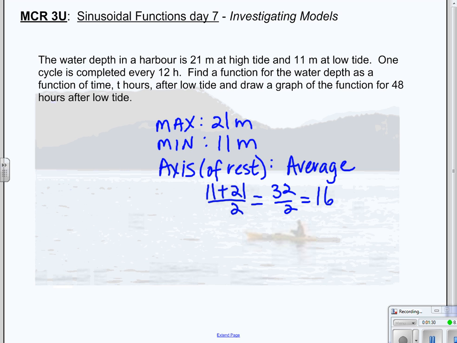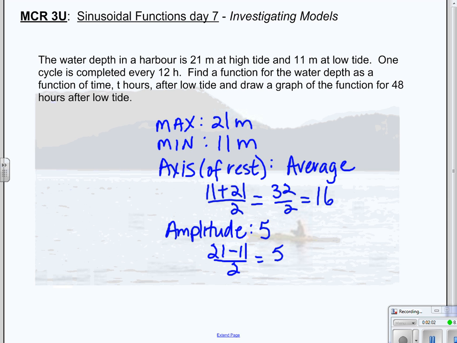Since our axis of rest is at 16, and the 21 would be 5 above it, and the 11 would be 5 below it, then our amplitude is 5. If you're not quite sure, you would find the difference from the highest to the lowest. That's the total distance between the two, and divide by 2. And that will give you 5.